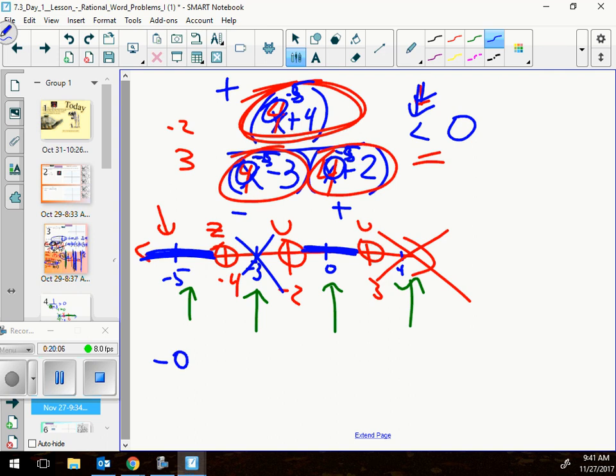Final answer, negative infinity to negative 4, union with negative 2 to 3. Those are the sets of numbers that would make our rational function less than 0. All right, so that is testing intervals. Now, we got to get more back into the word problems.